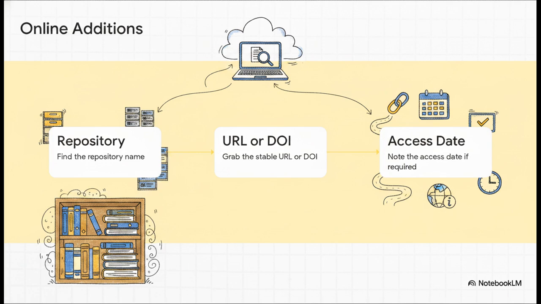Step 1, find the repository name. Like, where exactly is this digital file living? Step 2, grab the stable URL or the DOI. And Step 3, note the access date, but only if your specific style guide actually requires it. These online editions logically build on that core recipe we just talked about. They prove exactly where you found the digital document, which ensures your professor or really any reader can track it down with just a single click.